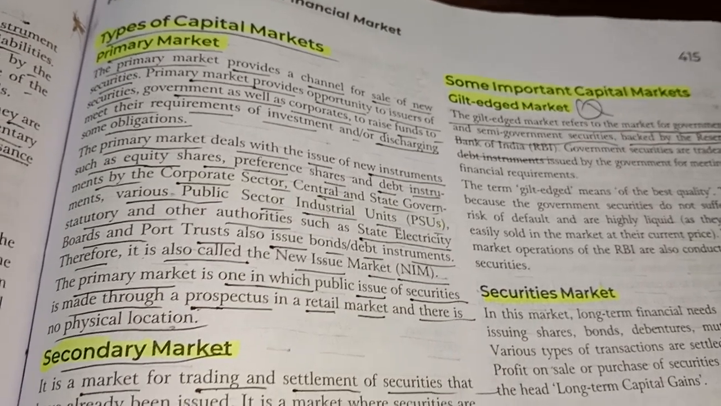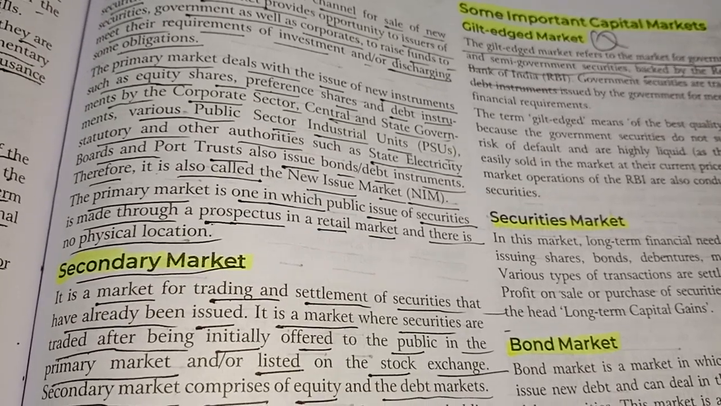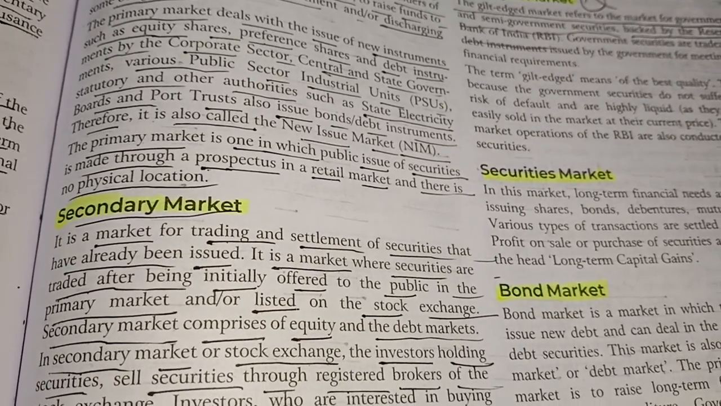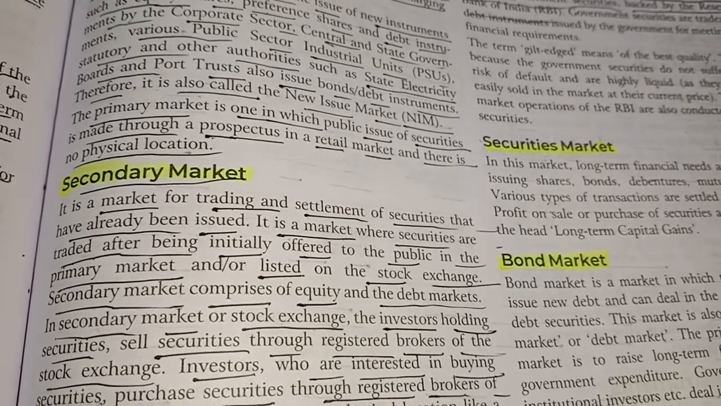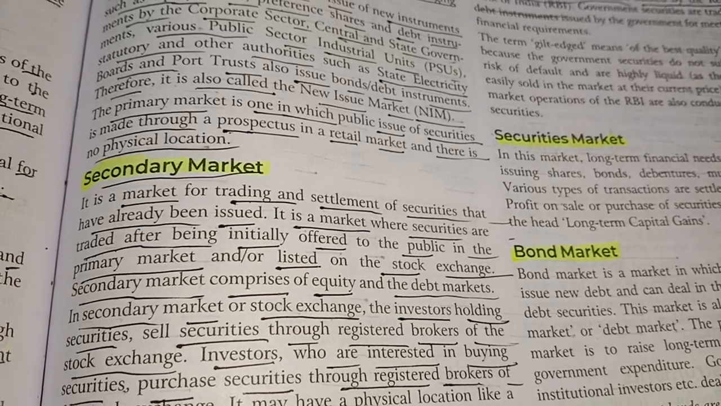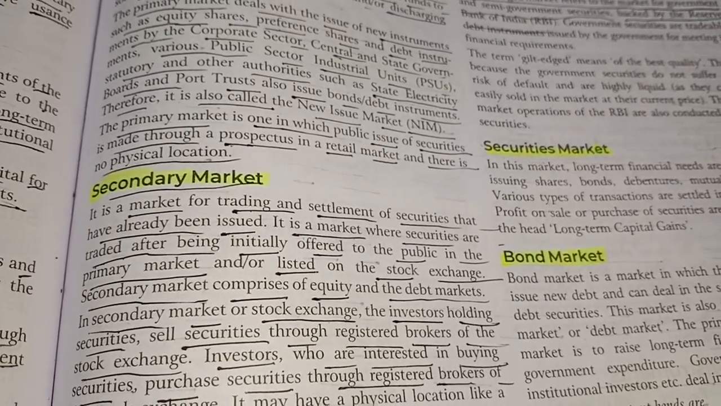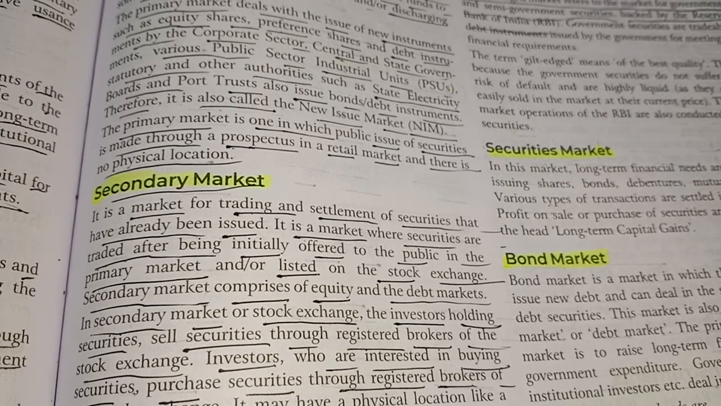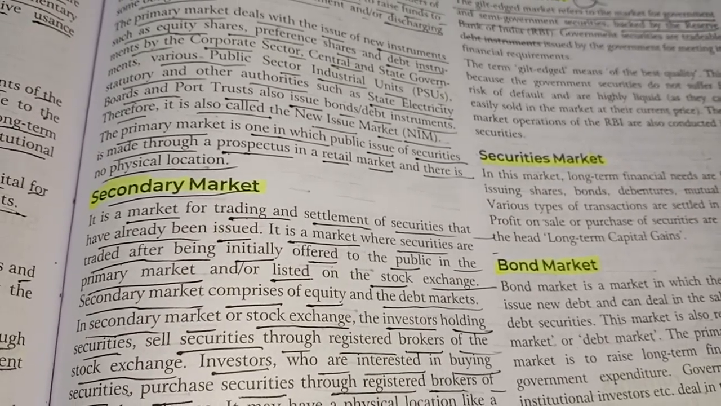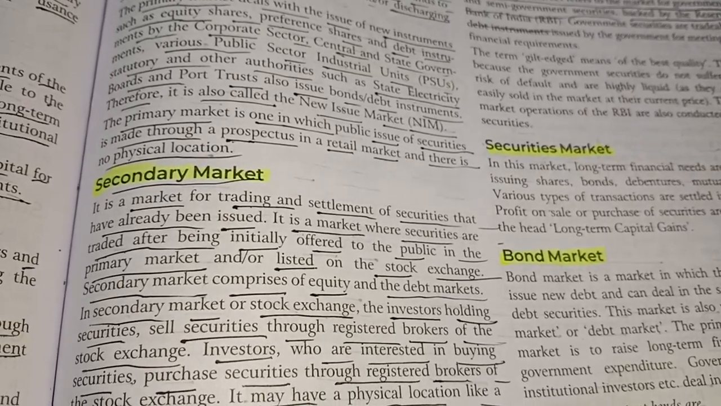Secondary market. It is a market for trading and settlement of securities that have already been issued. It is a market where securities are traded after being initially offered to the public in the primary market and or listed on the stock exchange. Secondary market comprises of equity and the debt markets. In secondary market or stock exchange, the investors holding securities sell securities through registered brokers of the stock exchange.